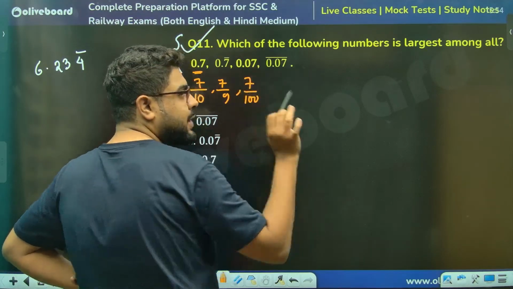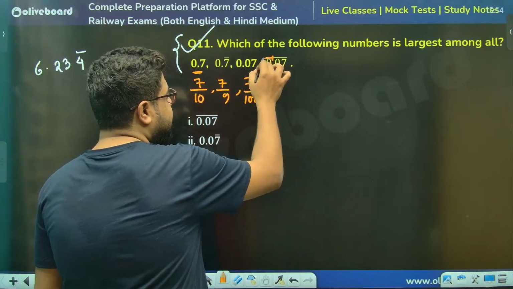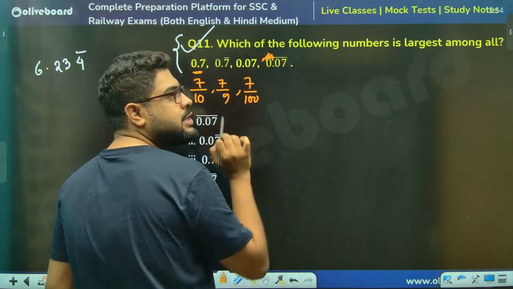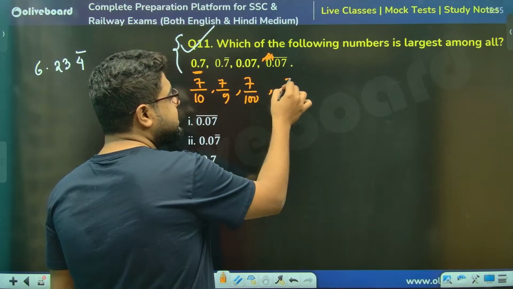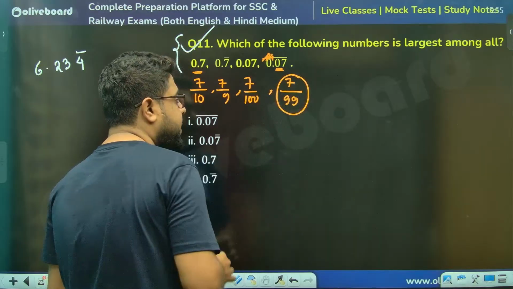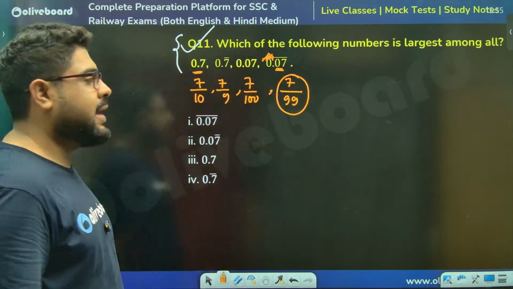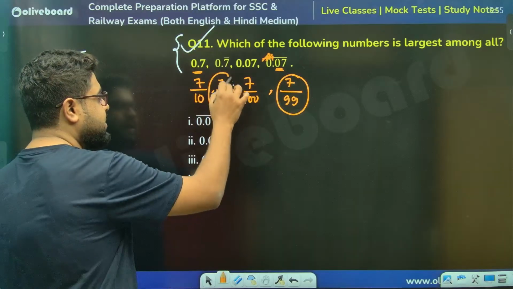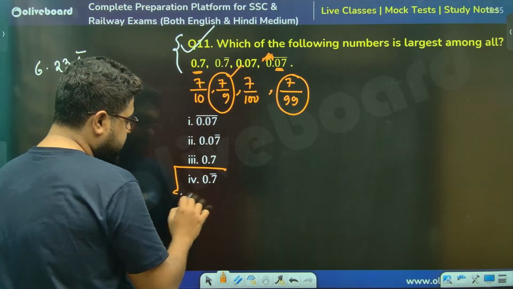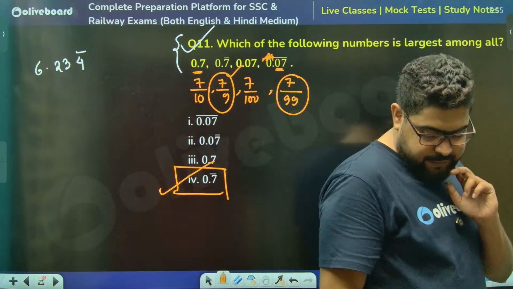Answer. Acha, one thing. There is a printing mistake. So nothing to this side, have the bar. So only 0.7. So 0.7 means 7 divided by 2 digits under bar, so 99. 7 by 99. Sir, which is the largest? Any bacha will say, sir, this is the largest. So that is 0.7 bar. Option 4 is the right answer, sir. Option 4. Yes, yes, acha, acha.